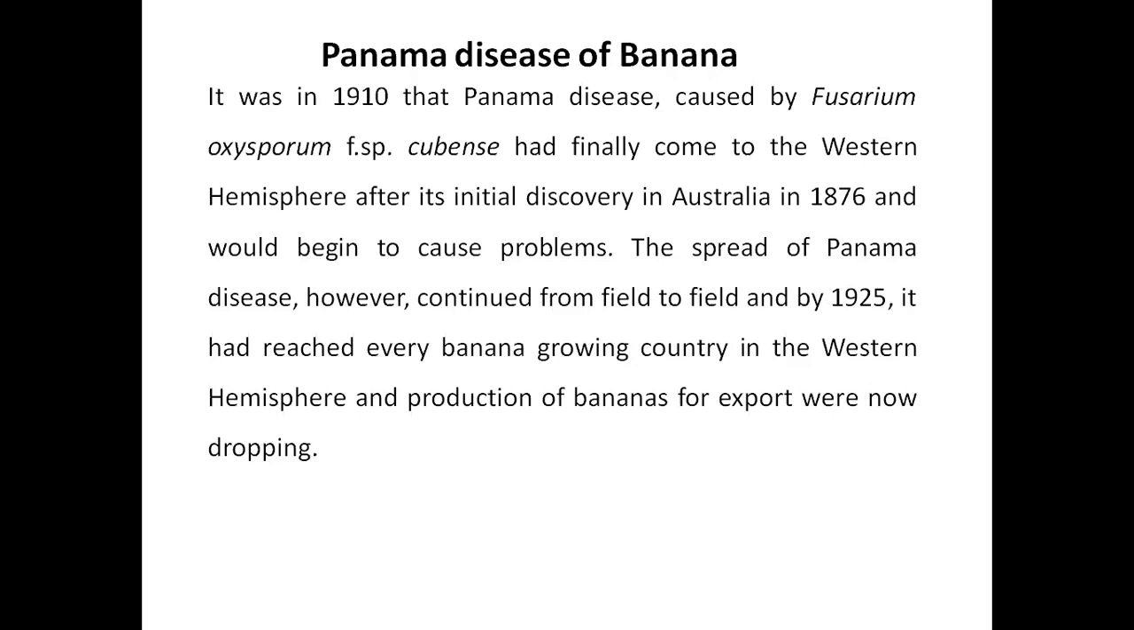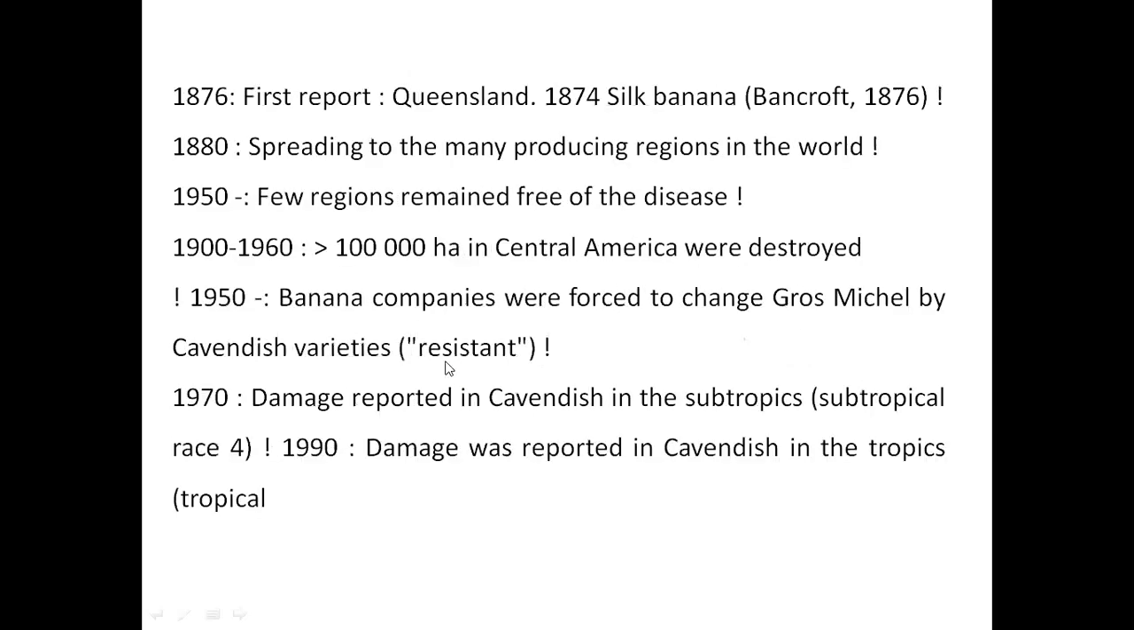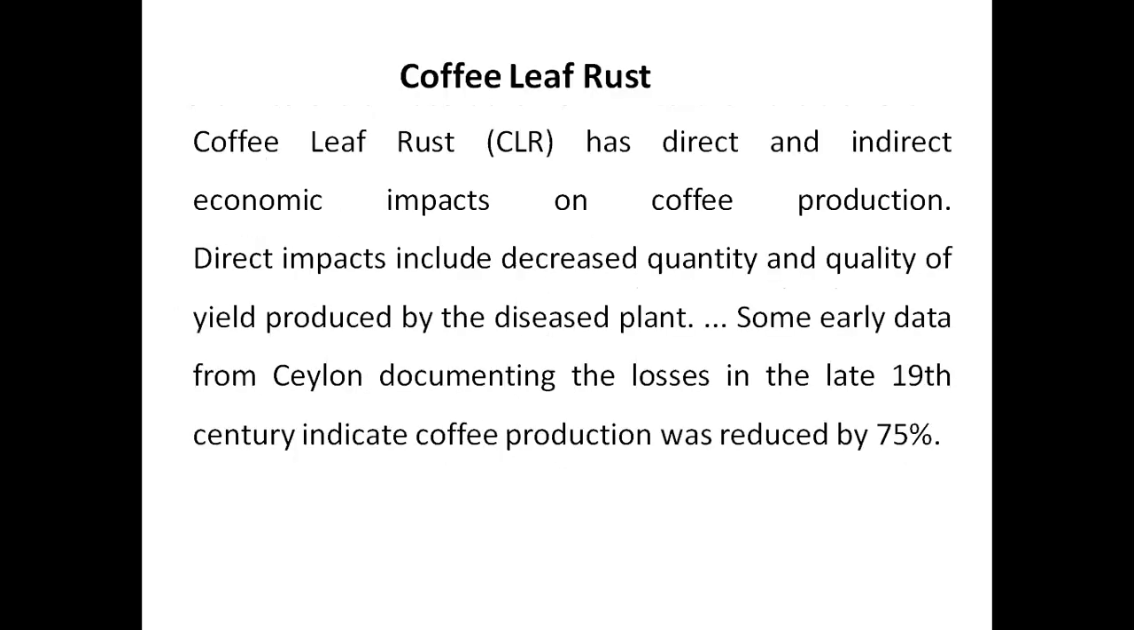In Panama disease of banana, similarly, in 1876 it was discovered in Australia, and then the disease spread to different countries. In 1925 it reached the Western Hemisphere, and it caused significant loss in banana export. There are several steps of this Panama disease or Panama wilt of banana, and in 1950 the companies were forced to change the varieties, and resistant varieties were introduced.